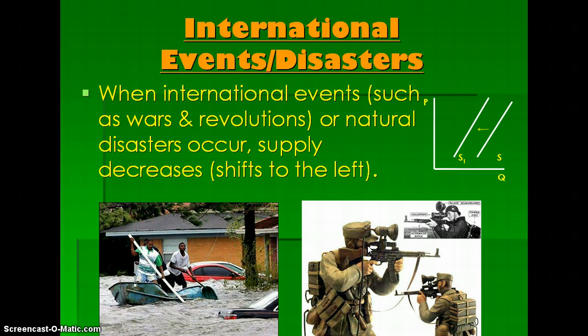Also, there are obviously wars and revolutions that can cause decreases in supply. Any war that occurs in the Middle East, like the Iraq War, what's going on in Egypt right now, any place we get a lot of oil from, if that oil is not being produced because of the war or because those refineries are being attacked or the oil wells are being destroyed, well, that's going to change the supply of oil. The supply is going to go down.